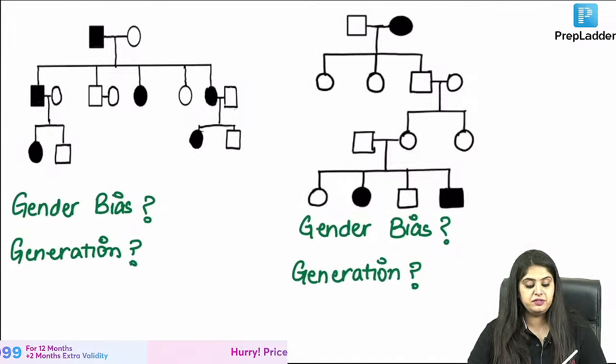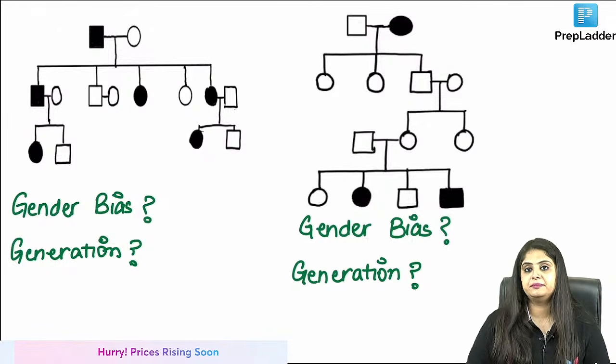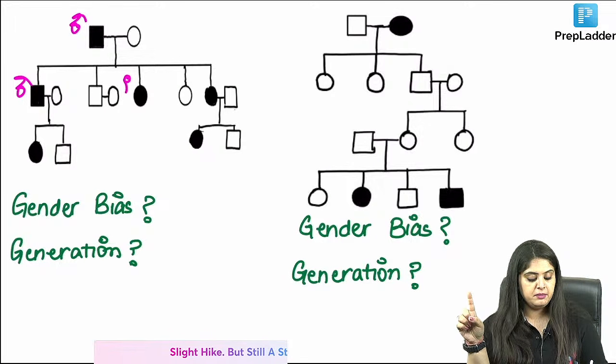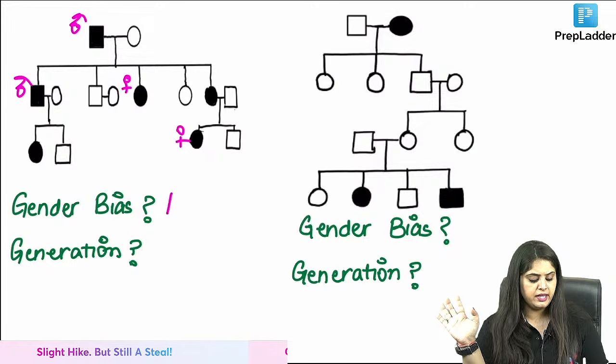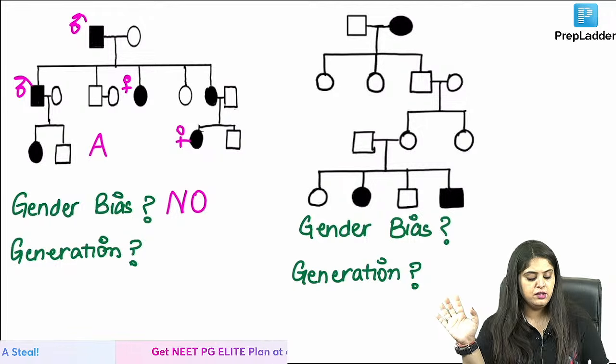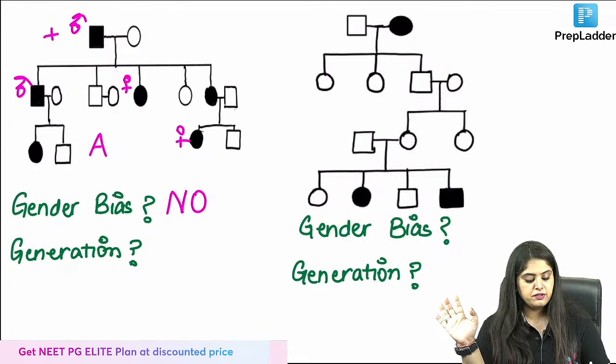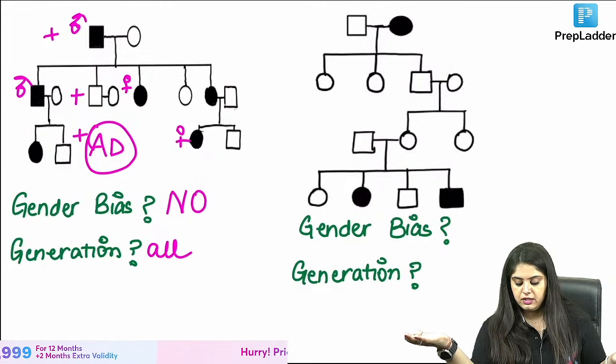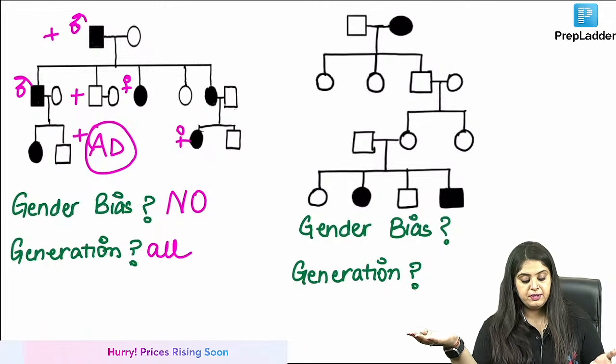Okay, let me tell you some more examples. I've got you all of these. Tell me, what is the first one? Ma'am, gender: male, male, female, female, everyone has the disease. Any gender bias? No. So this is autosomal. First generation affected, second generation affected, third generation affected. All generations affected. What disease is this? Autosomal dominant.